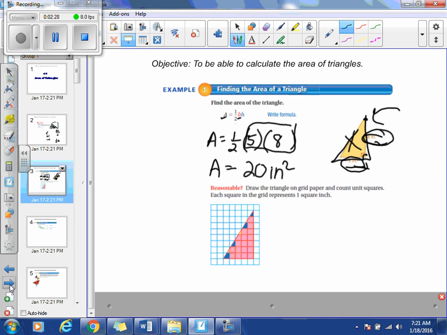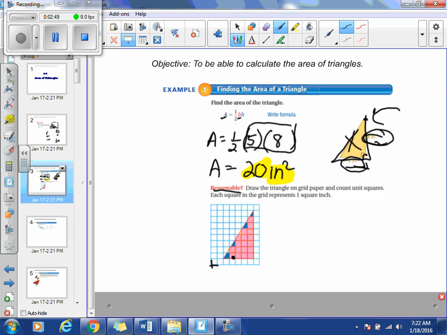So now they're asking, is our answer reasonable? They drew a triangle on grid paper with 1-inch squares. So in real life, these squares measure 1 inch by 1 inch. They're the same size we used in class. So they drew the triangle, and they're saying if you counted the squares, would it be about 20?